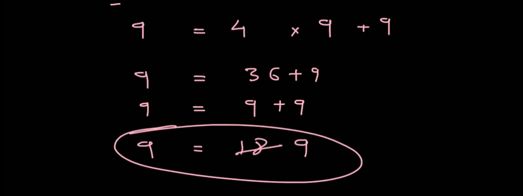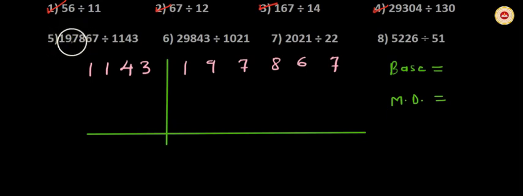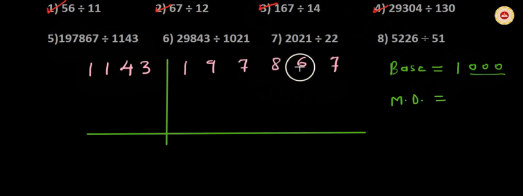Next example. Fifth example. 1,97,867 divided by 1,143. Divisor is 1,143. What is nearest base for the divisor? 1,000. Count the number of zeros in 1,000. 3 zeros. It means you have to draw remainder line after 3 digits from right side.